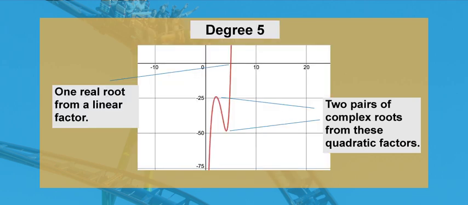Here is a fifth degree graph. It intersects the x-axis once, which accounts for one real root. So where are the other four roots? There are two pairs of complex roots from these quadratic factors.